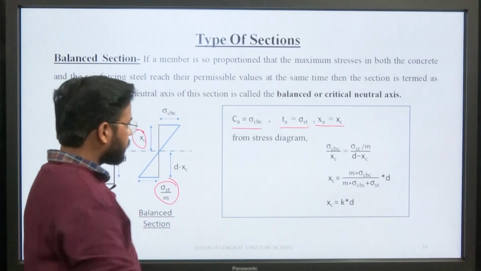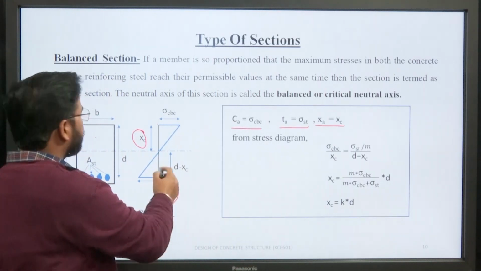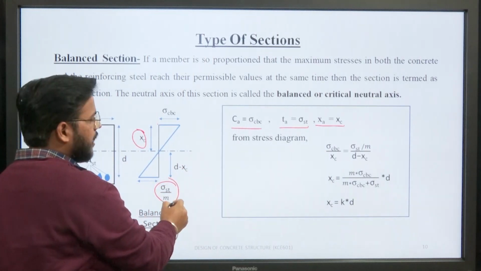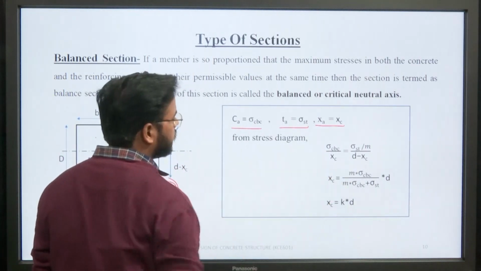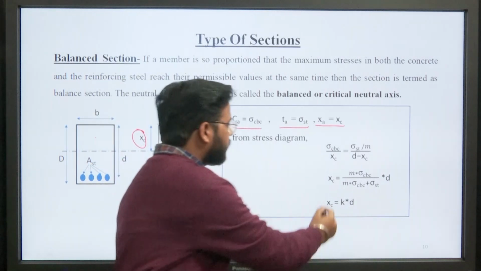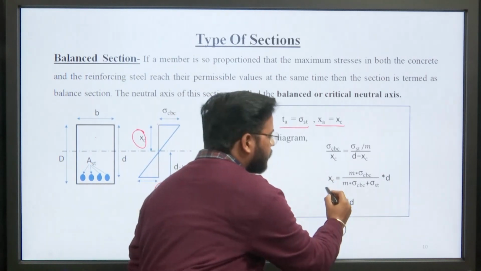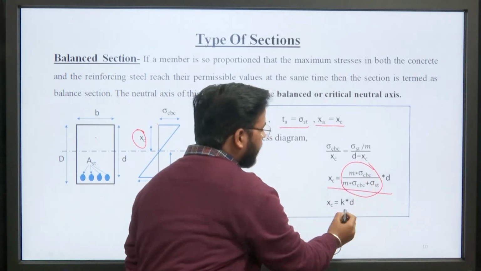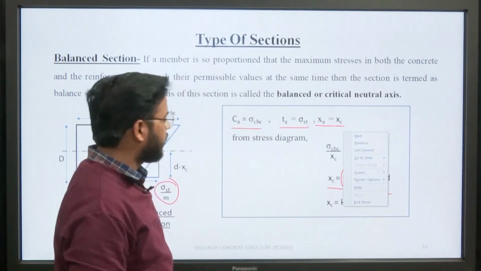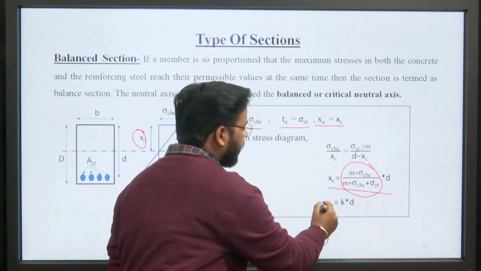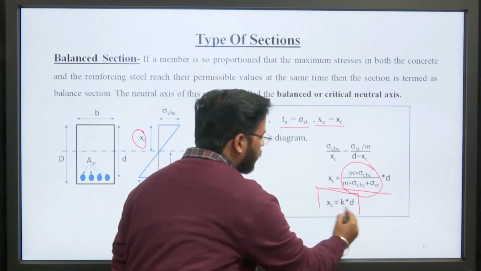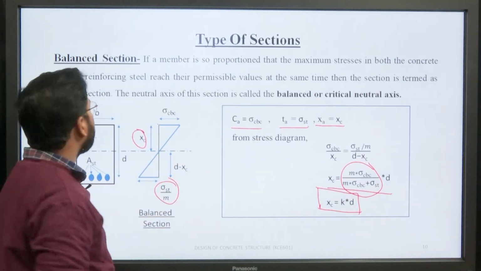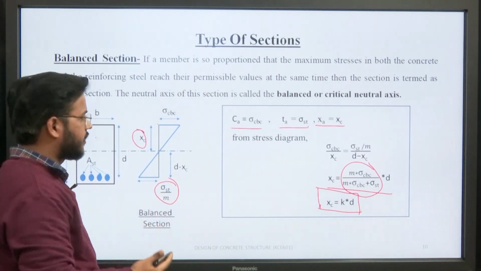So, now from the stress diagram we can write sigma cbc upon xc equals sigma st upon m divided by d minus xc. Okay. So, you can find from here the position of the critical neutral axis by this equation. This whole will be written as k, a factor which is used to calculate the position of the neutral axis in a balanced section only. Okay. Here we are talking about the balanced section.